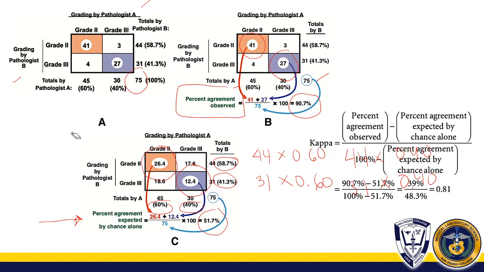So, para makita, i-erase lang sana ko ha. Erase na to ni para maklaro ninyo. Okay. So, as you can see, substitute na lang ta. 90.7% agreement observed minus the 51.7% sa katong chance expected by chance alone, and then 100% minus 51.7%, then our kappa test ratio now here is 0.81.